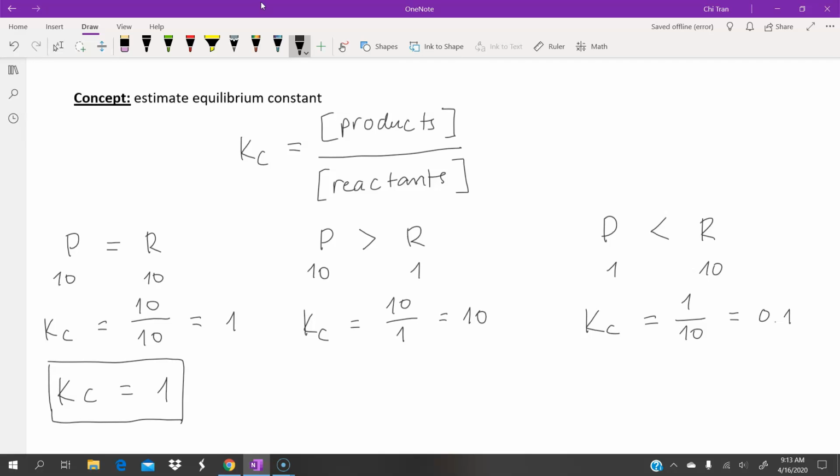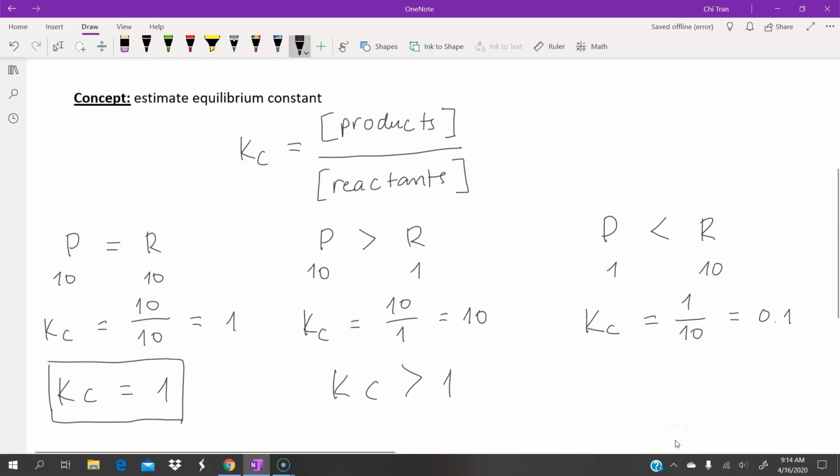So in a scenario where the question doesn't give us the exact number, but it only tells us that there's more products or less products, we can use this value of 1 as an indicator, because we know the exact value for when products is equal to reactants, which is Kc equal to 1. So when products is more, Kc will be greater than 1. As you can see with this value here, 10, the bigger number is on top of the fraction, so it will always be greater than 1.